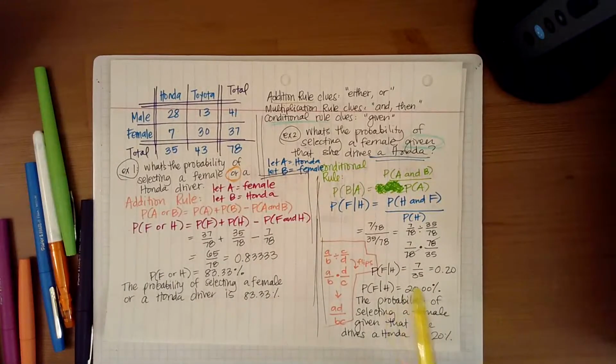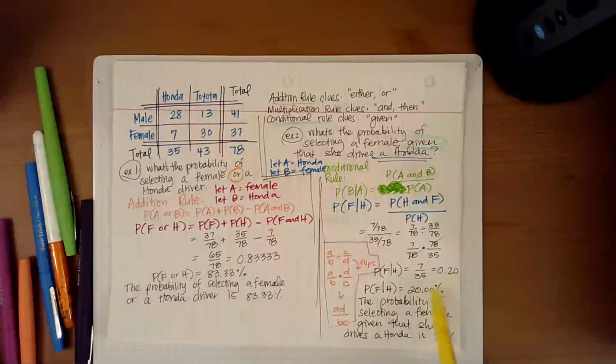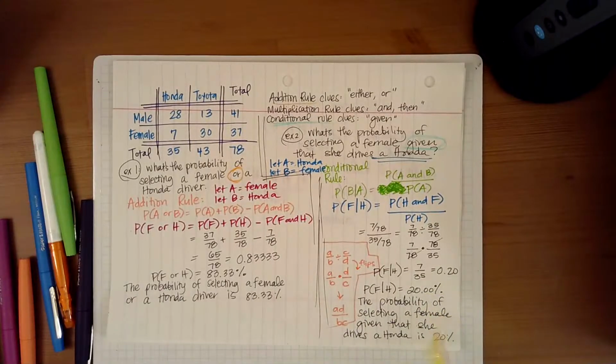And now notice my probability is first given to me as a ratio. It must be turned into a decimal, and that decimal must then be turned into a percent. And then my final step is actually answering the question. Literally, you're just restating the question with the percent given as a final answer. Okay?